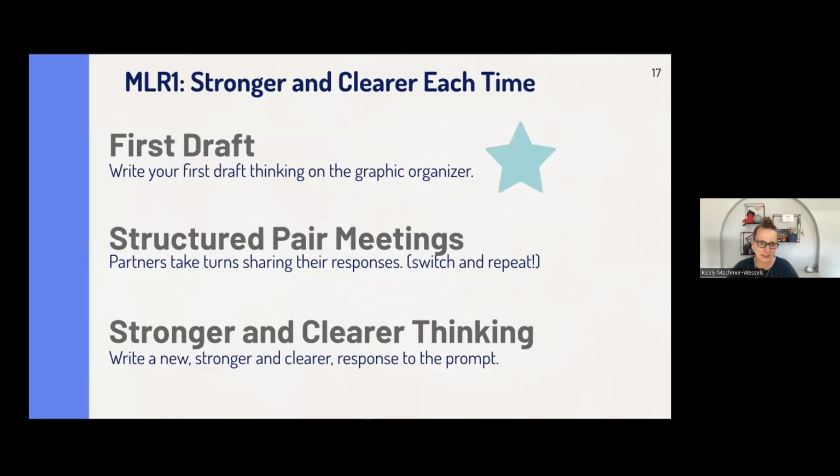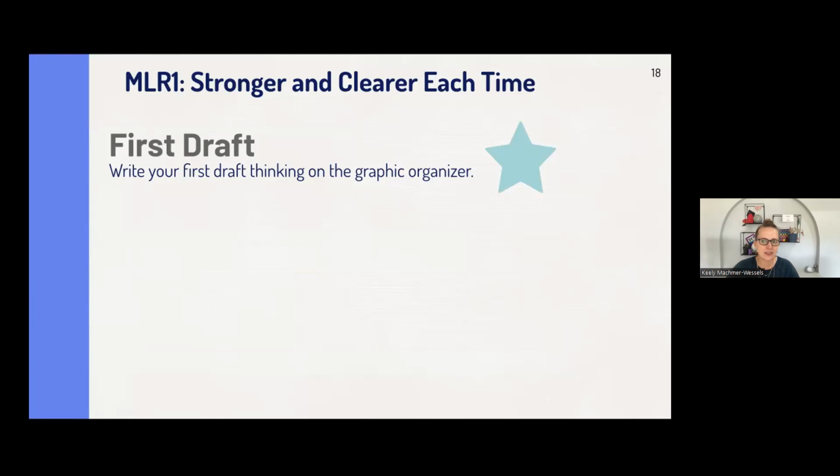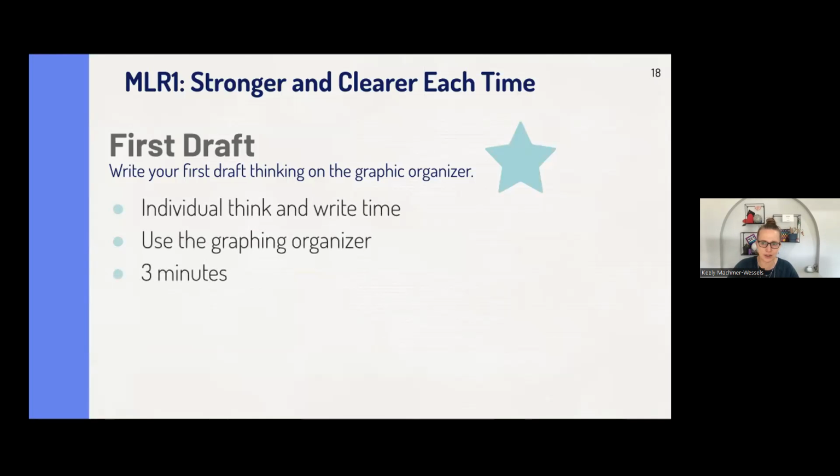So before I go into more details about the structured pair meetings, we are going to take 3 minutes of individual thinking and writing time. In this first draft, you're going to have a chance to work on how you might solve this problem. I'm going to put into chat a graphic organizer. So you can choose to either work on this problem on that graphic organizer or work on your own paper, whatever you prefer. We're just going to take about 3 minutes to work on how we might solve this.